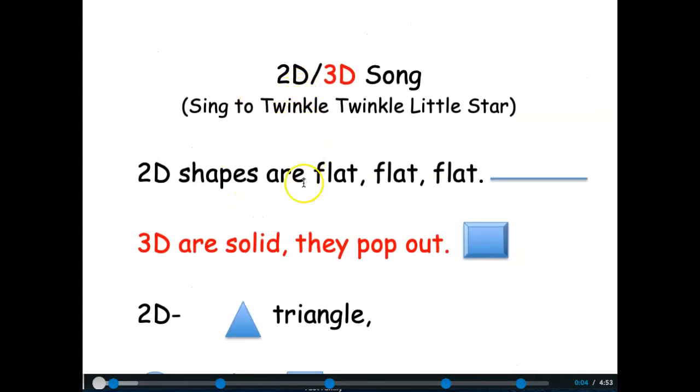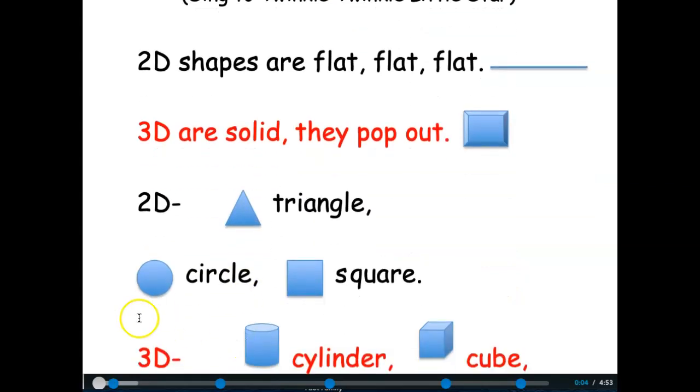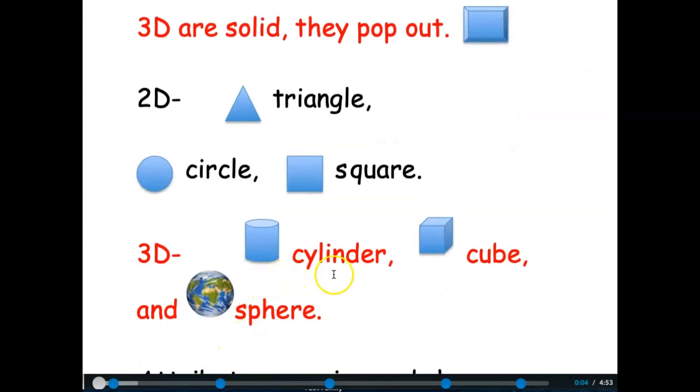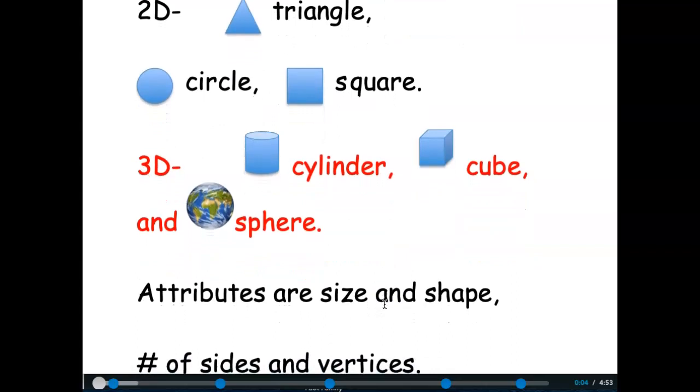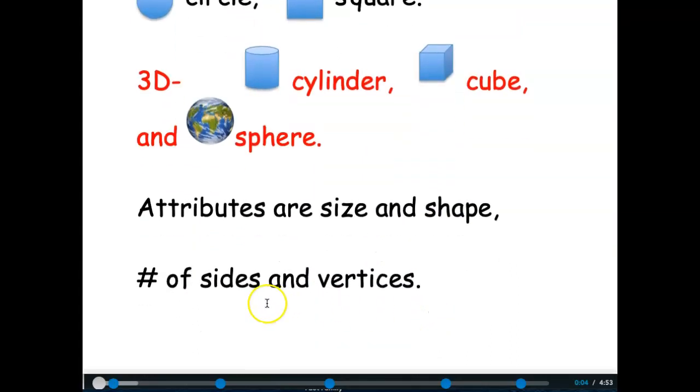2D shapes are flat, flat, flat. 3D are solid, they pop out. 2D triangle, circle, square. 3D cylinder, cube, and sphere. Attributes are size and shape, number of sides and vertices.